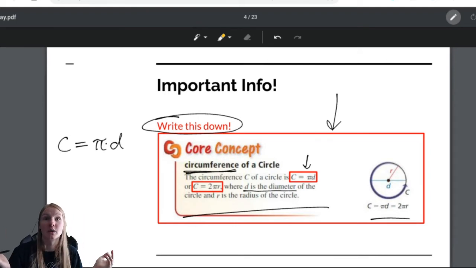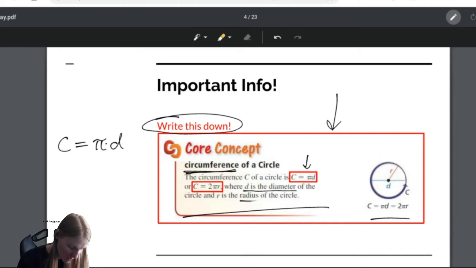Now, what happens if I don't have the diameter? What happens if I only have the radius? Well, we have another formula here that says C is equal to 2 pi r. And that's 2 times pi times r, where r is the radius.